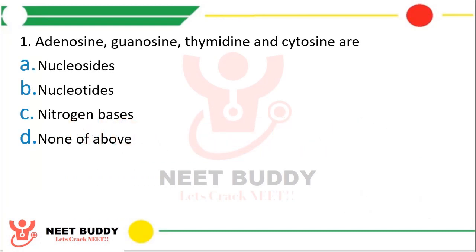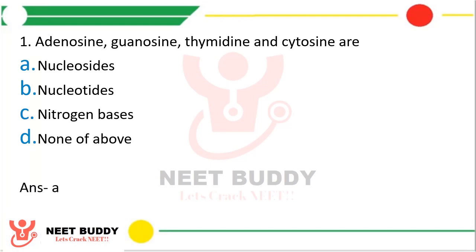Question number 1. Adenosine, guanosine, thymidine and cytosine are: option A, nucleosides; option B, nucleotides; option C, nitrogen bases; or option D, none of the above. The correct answer is option A, nucleosides.